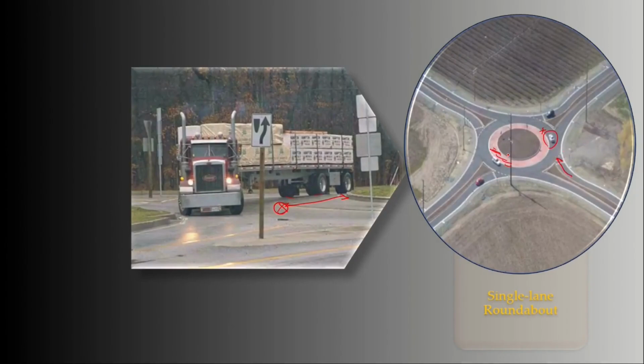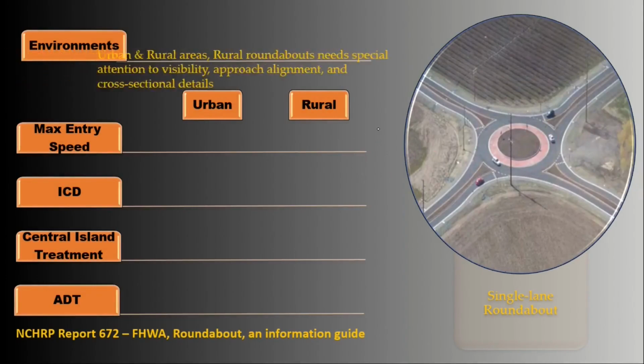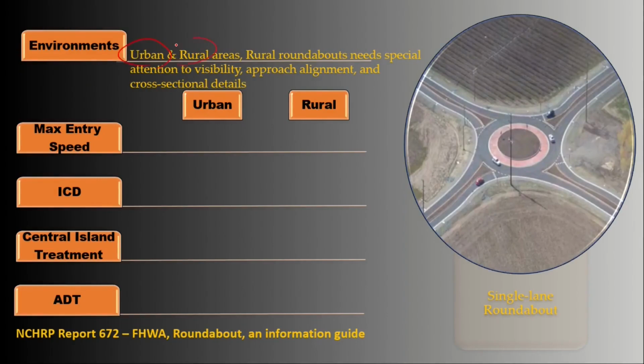All right, now the criteria to be considered in designing single lane roundabouts. First, environments. Single lane roundabouts can be introduced for both urban and rural areas. Of course, there are some considerations for rural areas, besides the attention that should be paid to visibility. The alignment of approaches is also important.